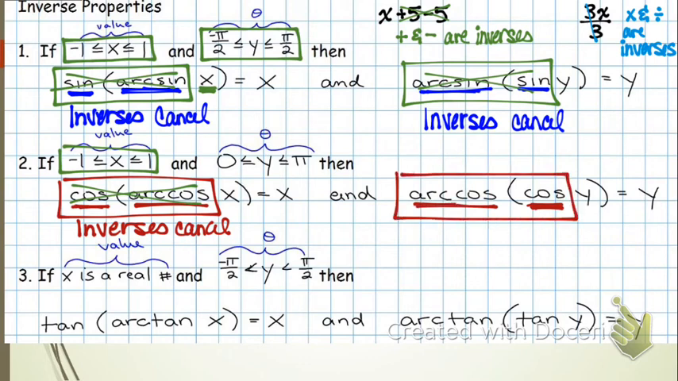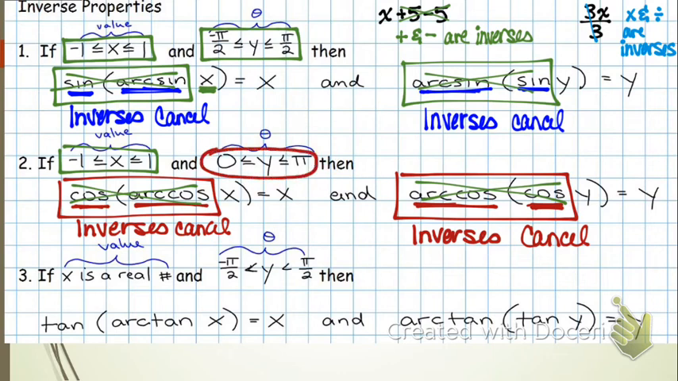Where are we looking for cosine? Think about what we said our domain restriction was for cosine. We're only looking at what part of the circle? Top half, 1 and 2. So it has to be in between 0 and pi. Any angles that they give me for cosine have to be in between 0 and pi. Otherwise, it's outside of that restriction and I can't do it.